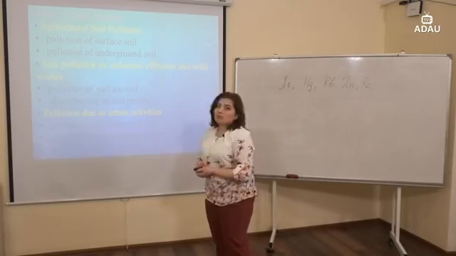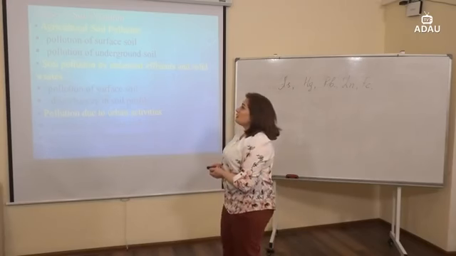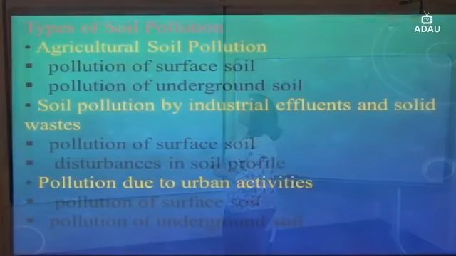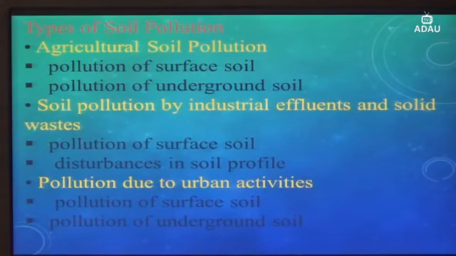Types of soil pollution. We know three types of soil pollution. First is agricultural soil pollution. Agricultural soil pollution consists of pollution of surface soil and pollution of underground soil. The second type is soil pollution by industrial effluents and solid wastes.